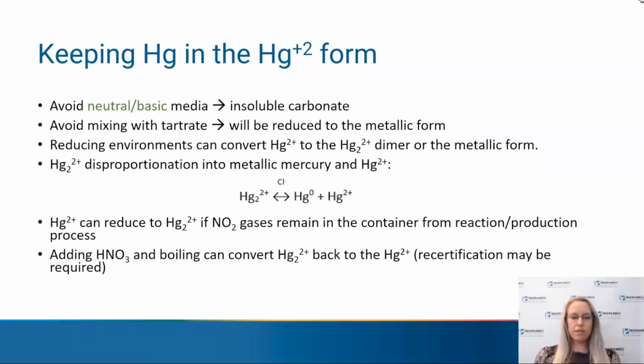The way that you get rid of this issue and convert the dimer back to the mercury 2+ ions is you can boil your standard with excess nitric acid. We do this a lot if we have standards that are older, more than a year old. We'll be on the safe side to make sure we don't have that dimer present, and boil those with excess nitric acid. The only thing you need to keep in mind is that if you go this route with boiling with nitric acid, you may have to recertify your standard to get an accurate concentration.